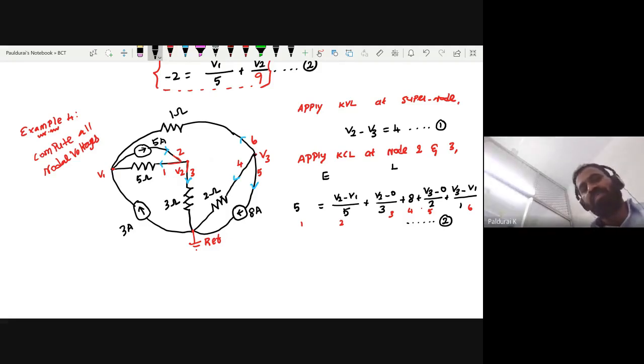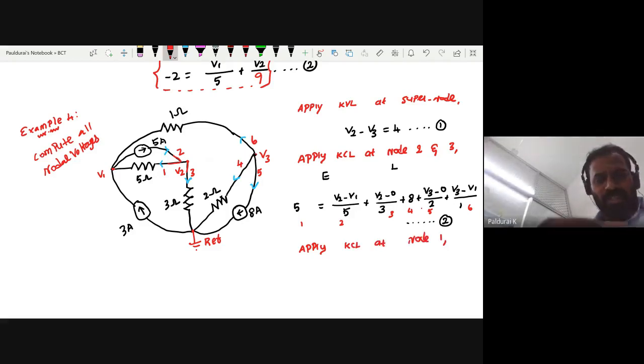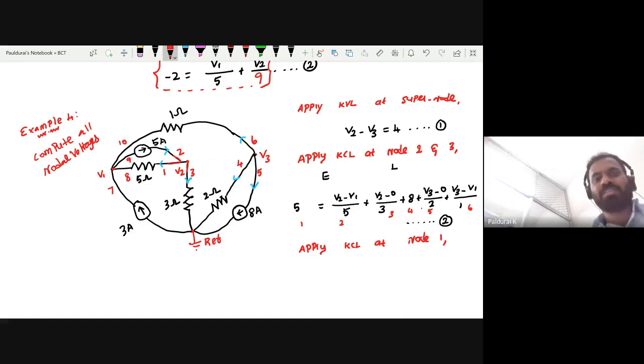After that, what will you do? You will apply KCL at node 1. Coming to node 1, how many branches? 1, 2, 3, 4, 5, 6. I want to start from 7, 8, 9, 10. So take this as 7, this as 8, this as 9, and this as 10. Assume the current direction. This is entering, and I assume the remaining all are leaving.